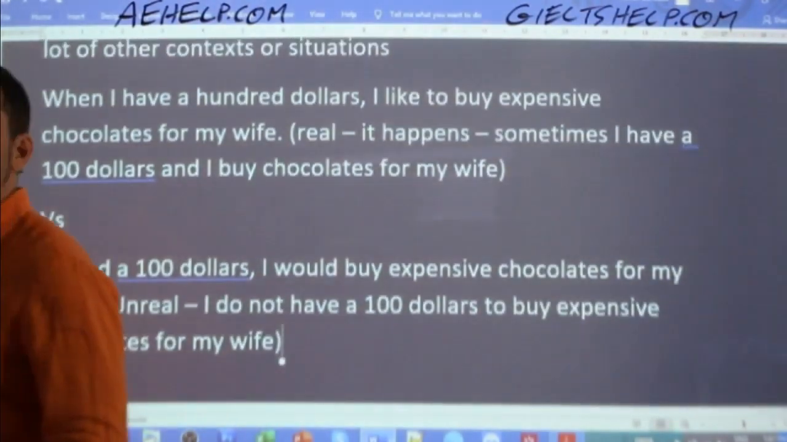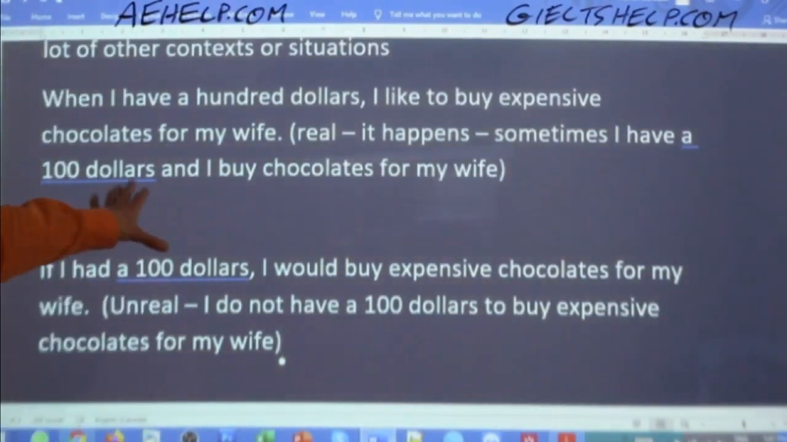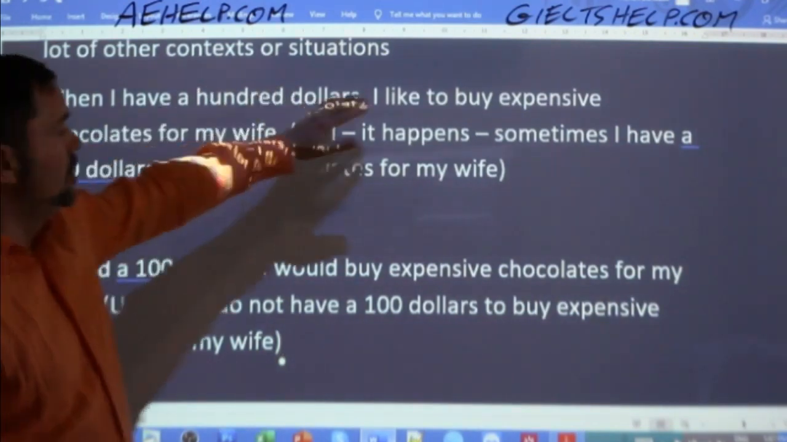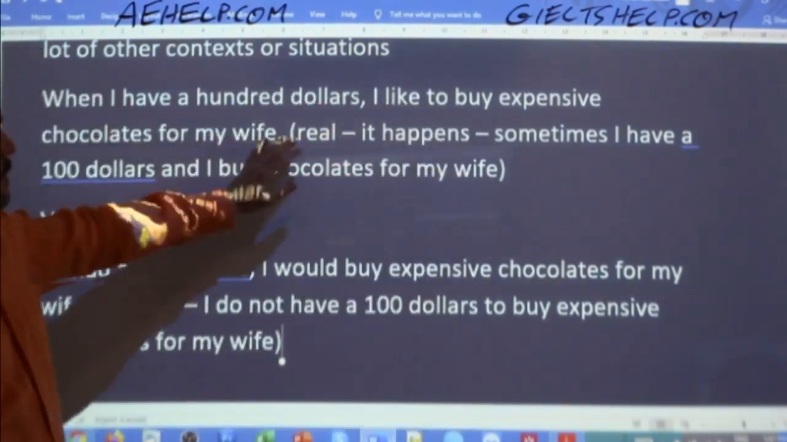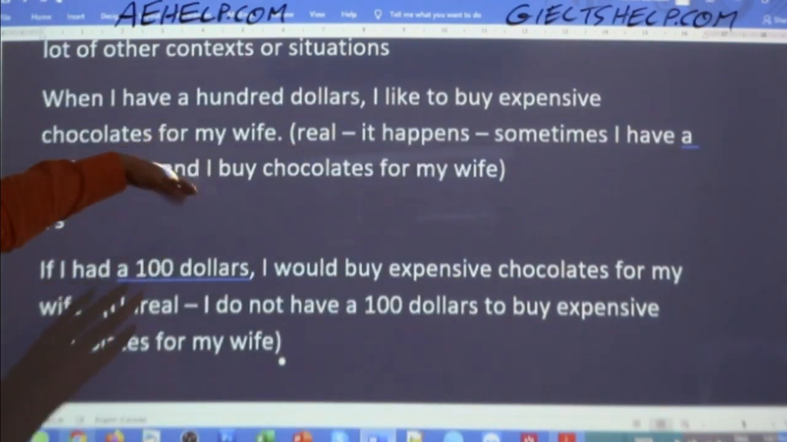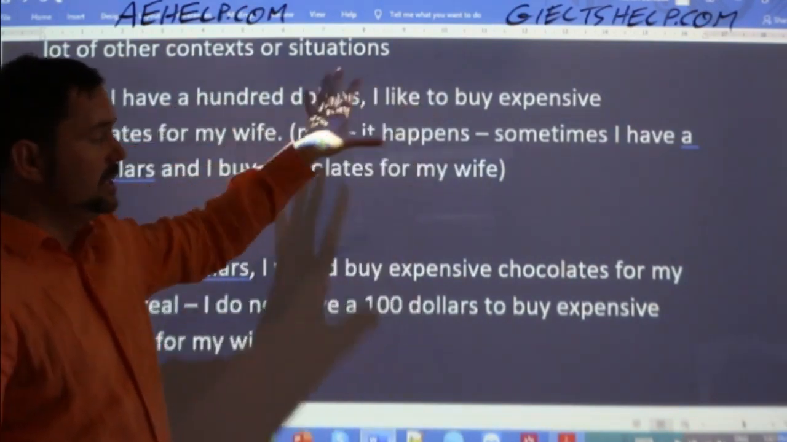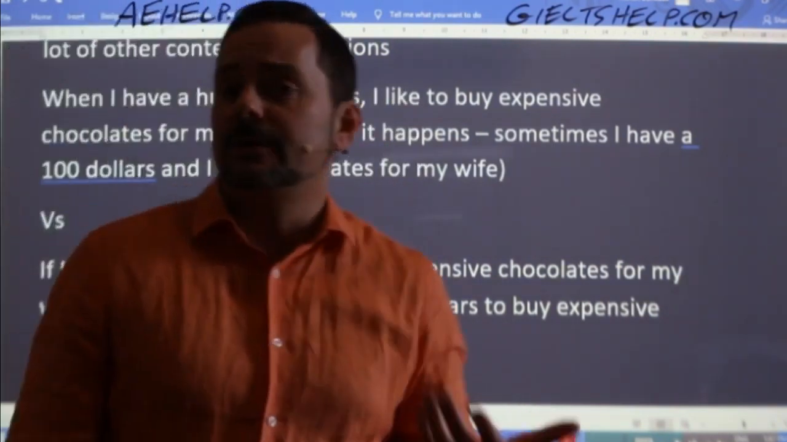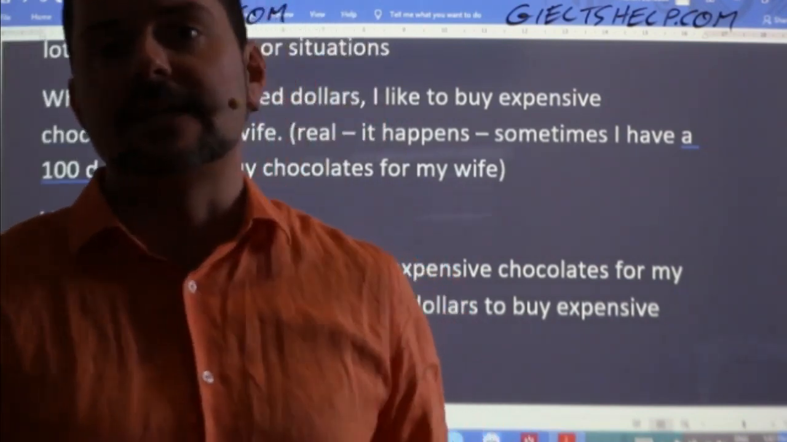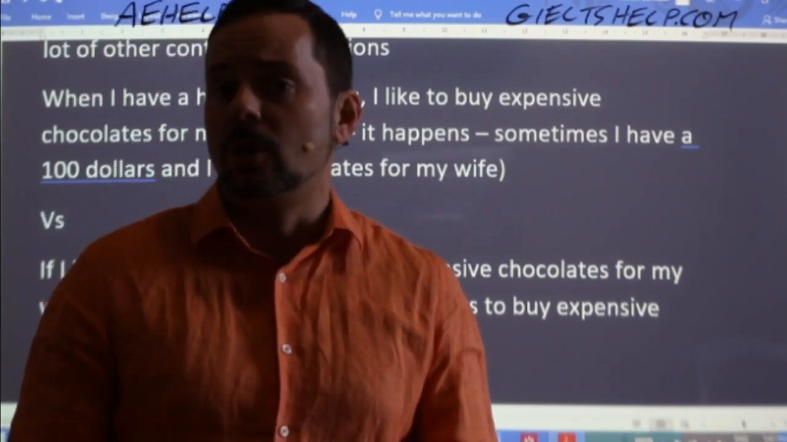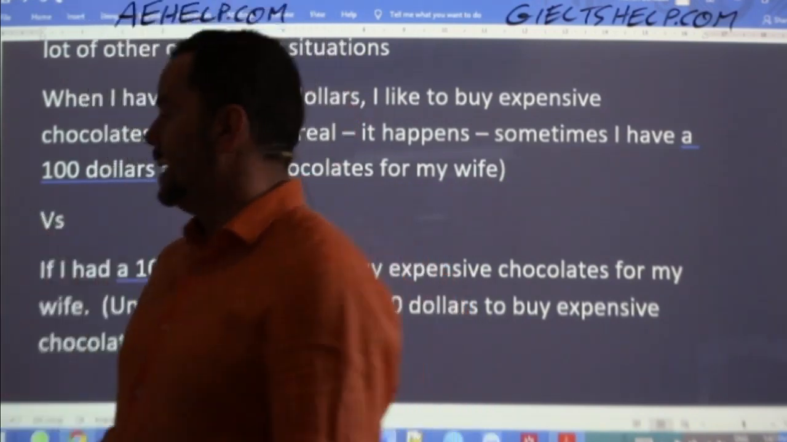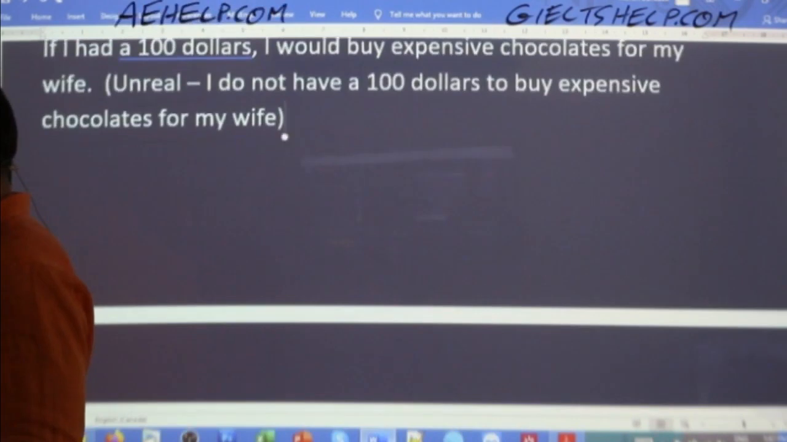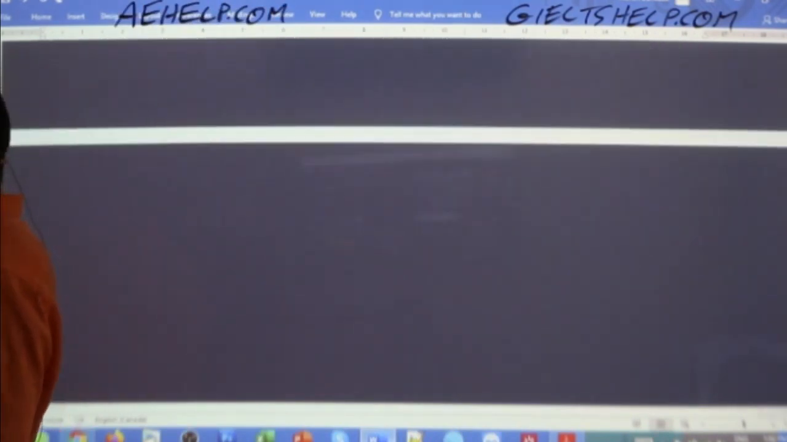Okay. So the actual message between these two is very, very different here, okay? This one, when I have $100, I like to buy expensive chocolates for my wife, means it's real, okay? It means that it happens, and sometimes I have that money, and then I buy those expensive chocolates. Here, it means it's unreal. Now, you're saying, okay, whatever, but we can kind of say both of these in the same way, and people will understand. Yeah, sure. However, if you're doing a business deal, it could be really important to control these two different types of conditional conjunctions.